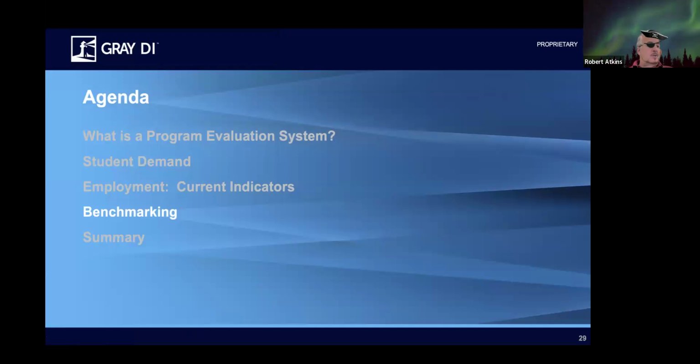Now we're going to do a big shift of gears and look at benchmarking data so you all can understand the kind of data that's out there to help inform your decisions about what you should be spending to deliver academic programs.